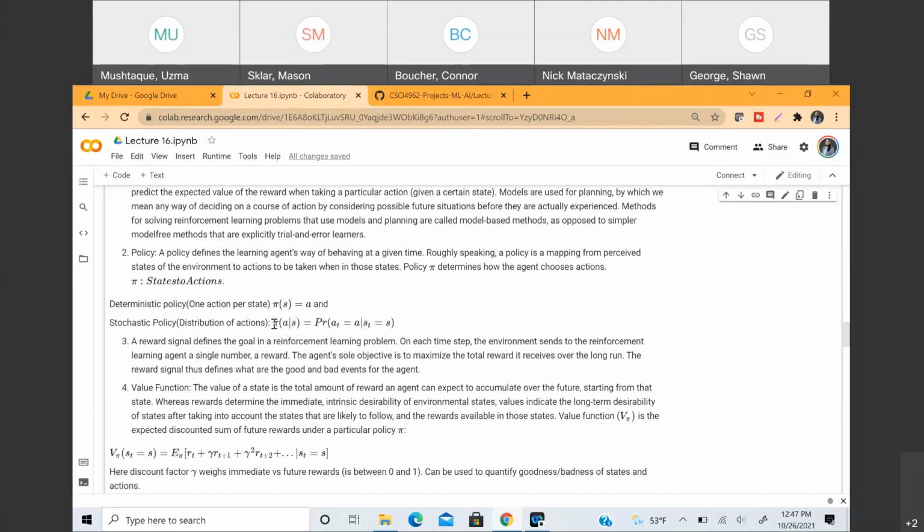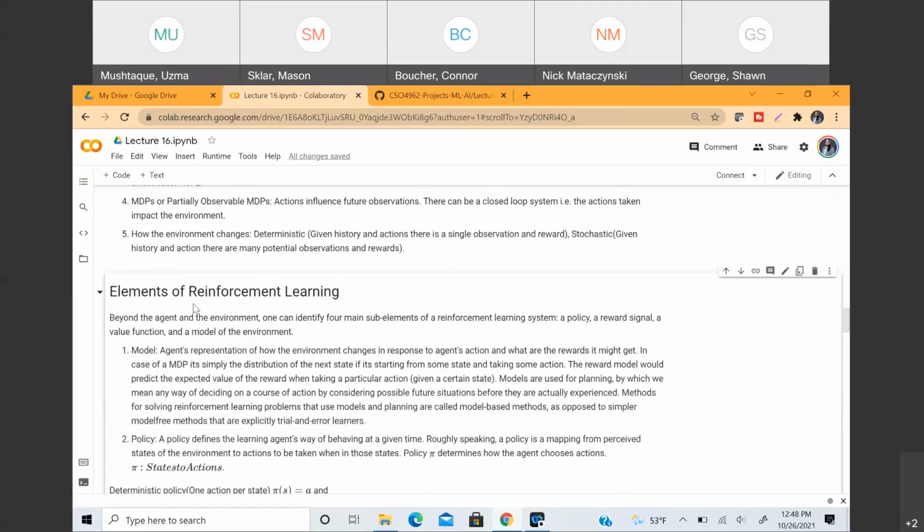And pi is nothing but a conditional way of saying that if you're in state S, these are the actions that you can take. It's nothing but the probability of all these actions given a particular state, just a distribution of all of them. So that's a stochastic policy. All right, so that's the second definition.